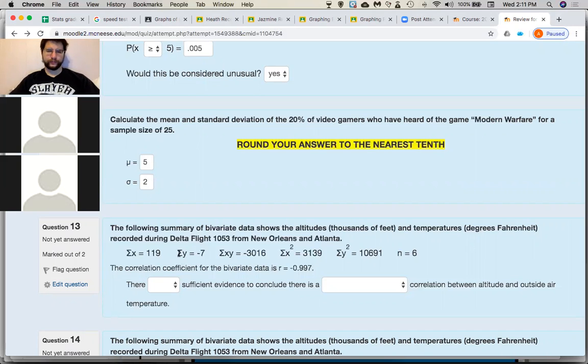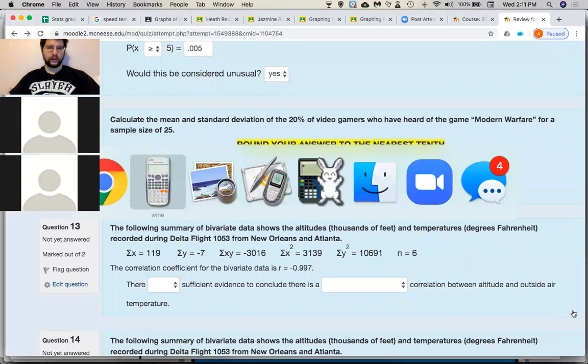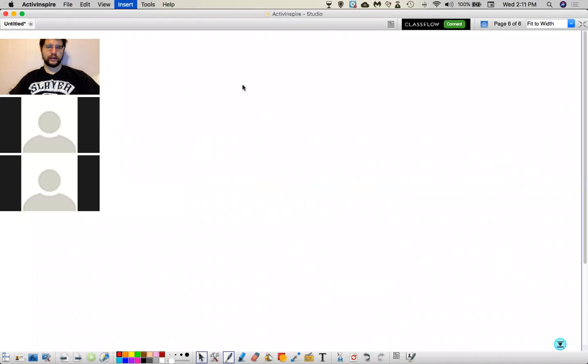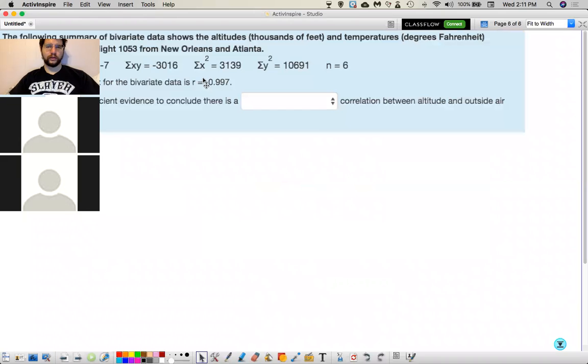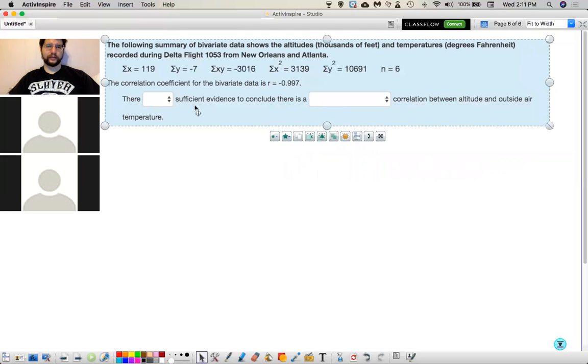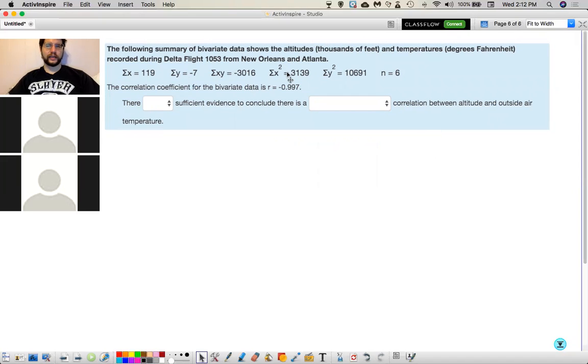Going on number 13 now. So this one gives us all the nice information we could ever want. And it asks if there's a correlation between altitude and outside air temperature. Notice that they don't give us the data, so we can't just type it in the calculator and push buttons. We have to type it in the formula. So we have to type the numbers in the calculator and push buttons.